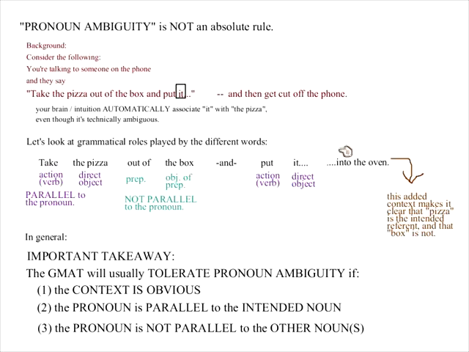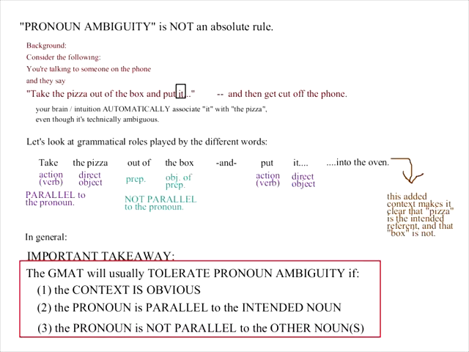So this sentence, once we have this here, notice that you guys automatically, viscerally made this association even without this context. But if you also have a context that clarifies what's happening in this problem, then it will always work to the benefit of the pronoun. So if you have an obvious enough context, a pronoun that's parallel to the intended noun and also not parallel to the other nouns, then that pronoun ambiguity will be tolerated. And so you really have to know this because it's not as easy of an elimination as you might think.